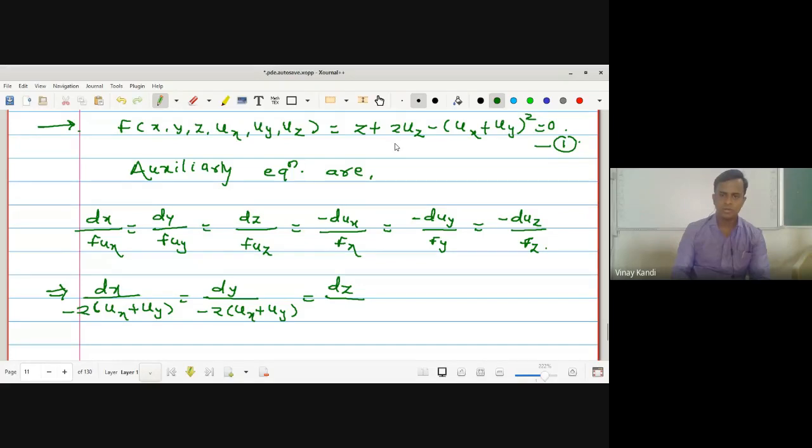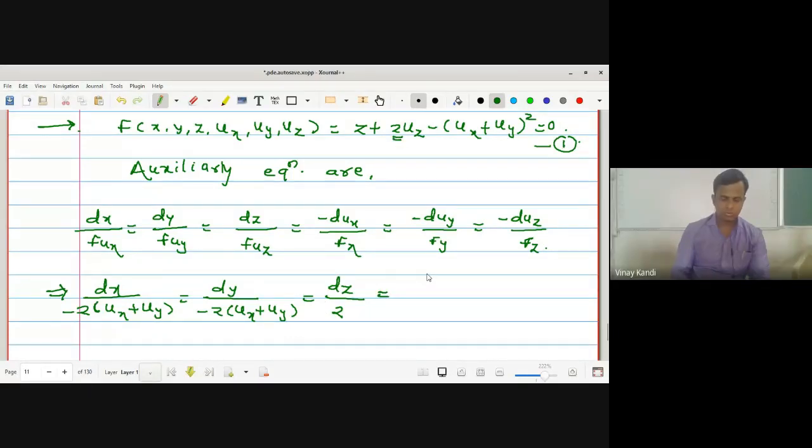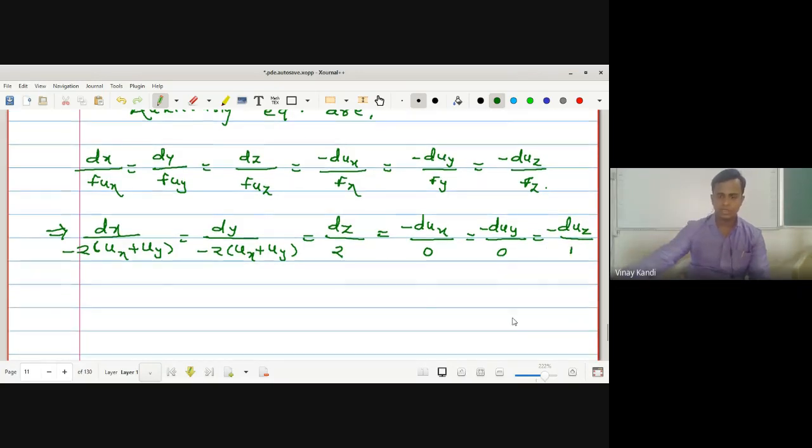What do we get? 2. Which is equal to minus dux, differentiate with respect to x. What do we get? 0. Which is equal to minus duy, differentiate with respect to y. What do we get? 0. Again, which is equal to minus duz, differentiate with respect to z. We will get 1. This is the auxiliary equation.